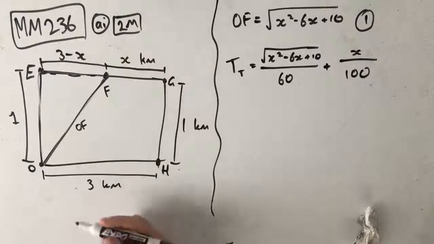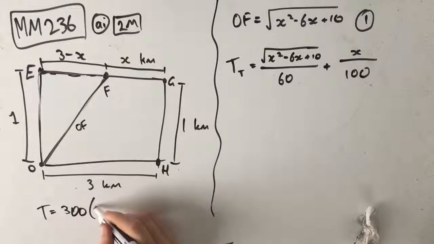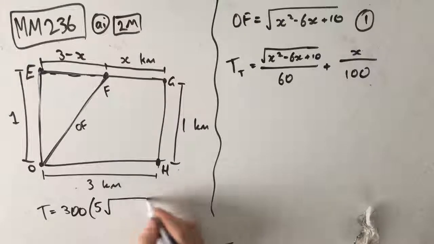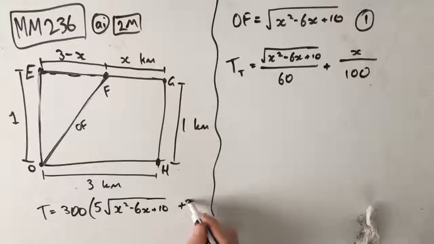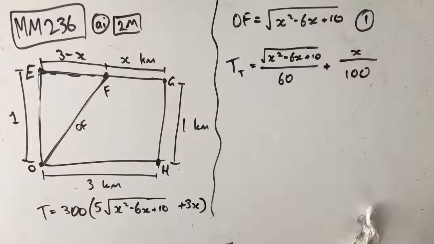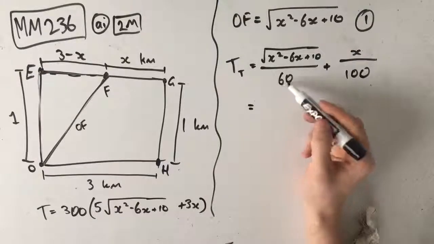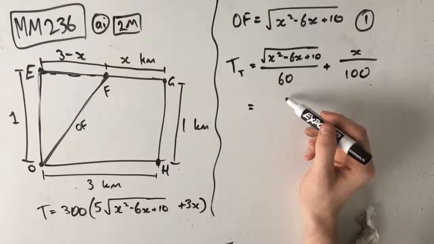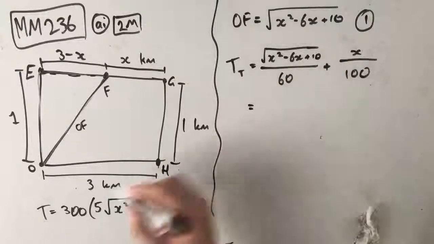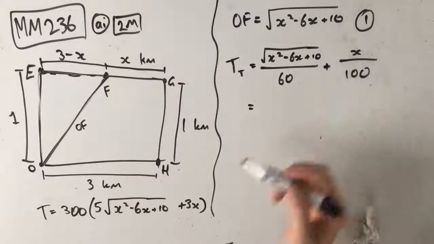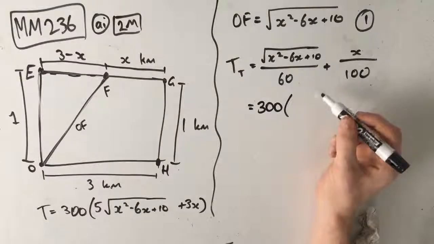So we want to keep this in mind the whole time. We want to show that t is equal to 300 outside of 5 root x squared take 6x plus 10 plus 3x. Awesome. So what we're actually going to do is make these denominators equal 300. We want to take out 300 as a common factor to begin with, right? Because we can kind of see this starting to take shape, but we need to do something else first. So we're going to take out 300 as a common factor.